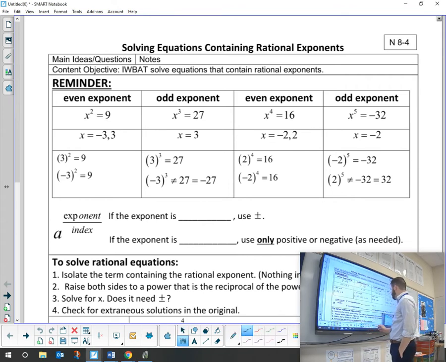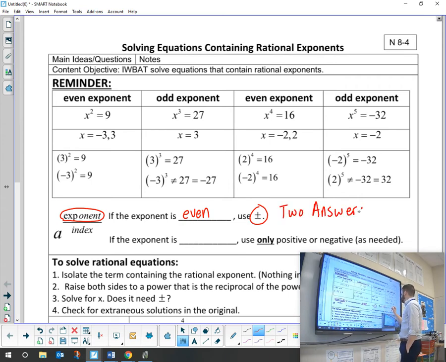If the top of my fraction is even, we're going to use a plus or a minus. In other words, we're going to have two answers. Now, we have to check those answers because one of them may be what's called extraneous. However, we're going to use plus or minus. And if the exponent is odd, we're going to use only positive or negative, and we're only going to have one answer. So that's the big difference here.